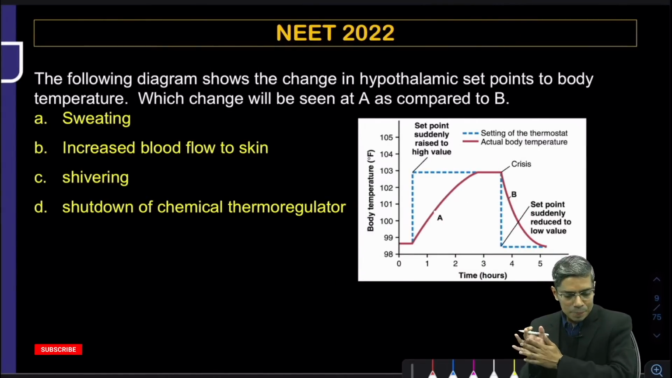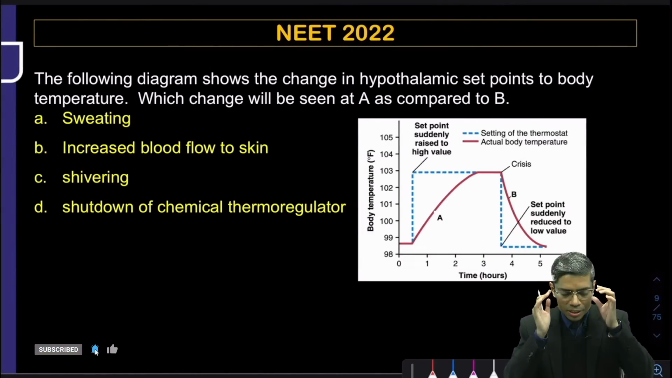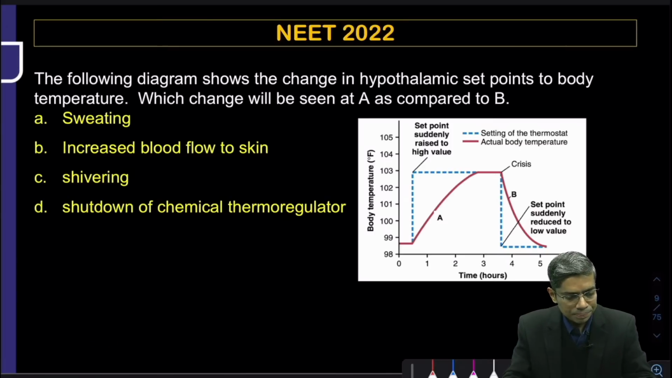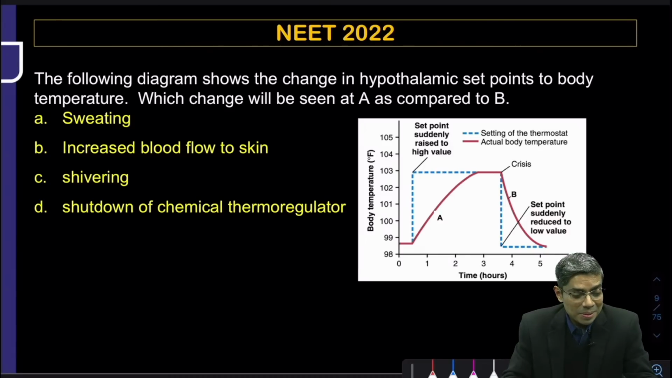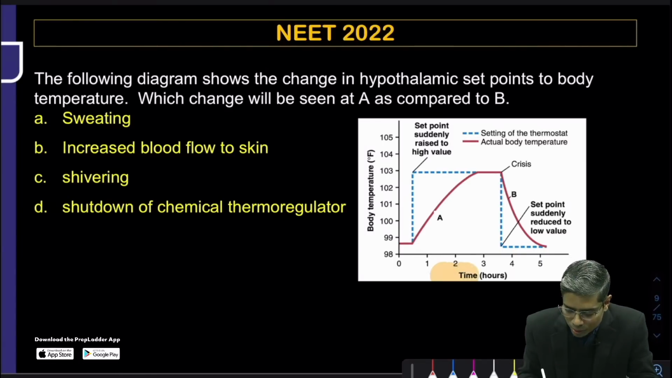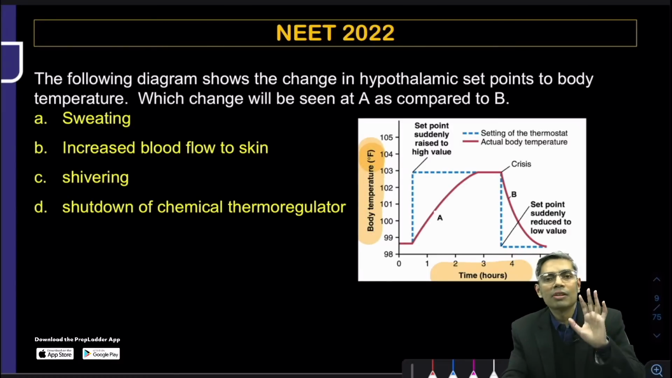The next question is a repeat question of the NEET 2022 examination. Try to answer the question. Whenever you get any graph in your exam, in physiology image based questions, most of the questions will be graphs. So whenever you are looking at any graph in physiology, first you look at the x-axis, and then you look at the y-axis, and then you try to understand.